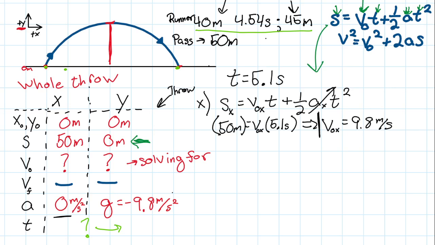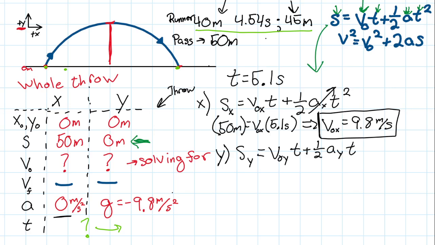We have v naught in the x direction. This is how fast the ball was going in the horizontal component when he threw it. And then we can do the y, and we can actually do the exact same thing. Sy equals v naught y t plus 1/2 a y t squared. And here again, we're going to plug in 5.1. Acceleration, we have to plug in negative 9.8, right? V naught y, we can't plug in 0, right? We're not crossing this off because there is an initial velocity. This is what we want.